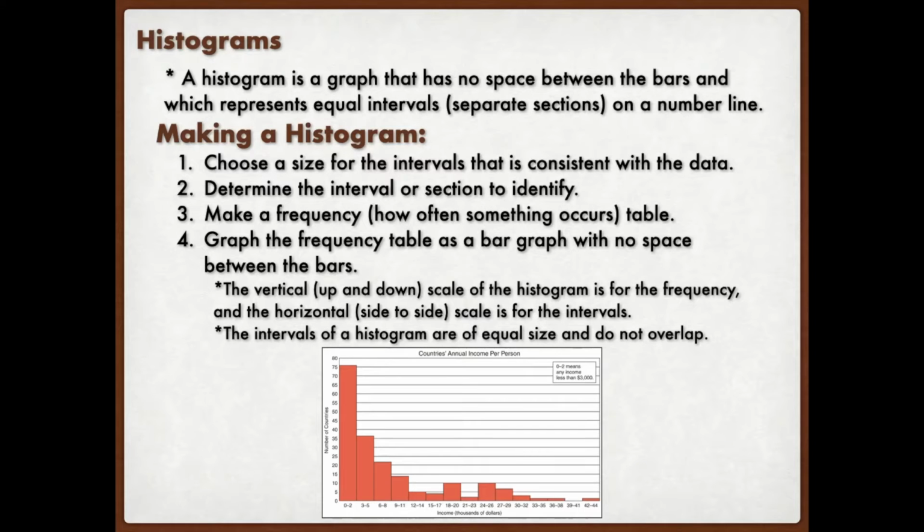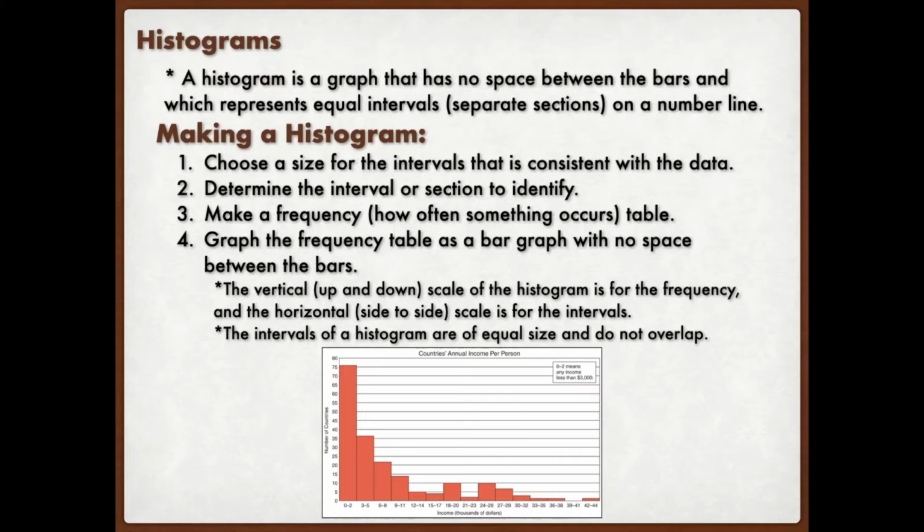After I choose the size of the interval, I'm going to determine the interval or the section to identify. And what I'm going to do is I'm going to identify which one is going to line up with the frequency. And so basically I'm going to be identifying the frequency by the bottom of my chart. So what is going to be horizontal at the bottom of my chart, that is actually my interval. Now the frequency, number 3, that's how often it occurs, that's going to be the vertical, that's going to be the side.